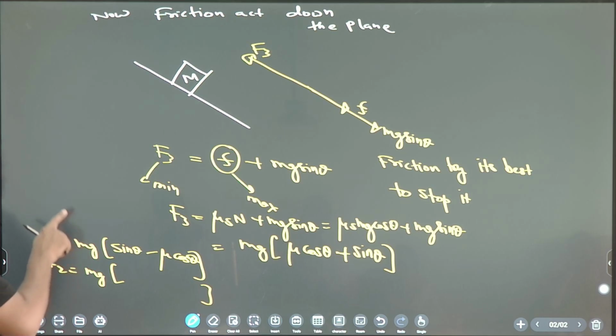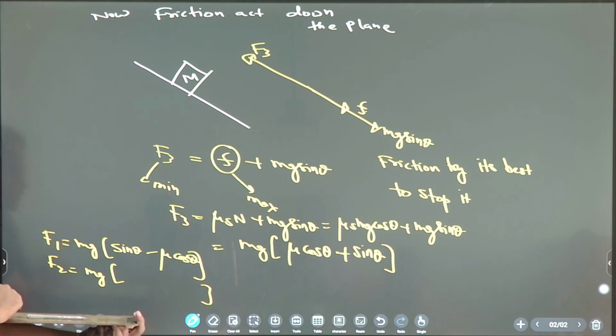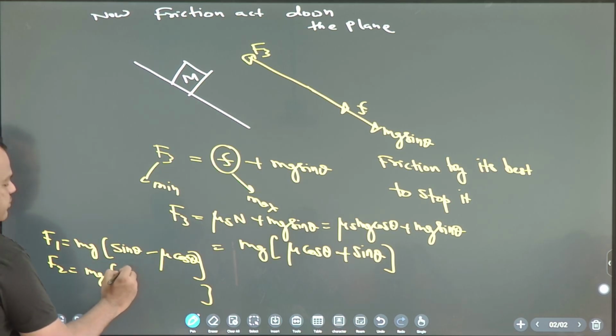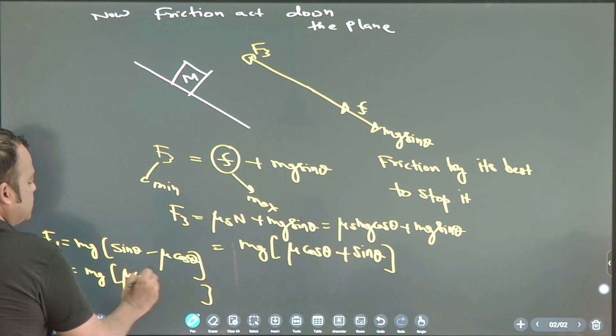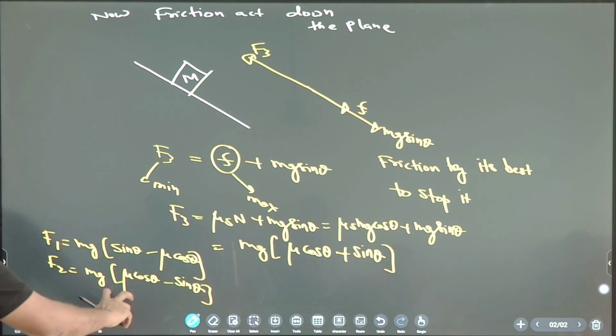F2 is to slide it down, correct? F2 means to slide it down. It is not sliding, you want to slide it. You want to slide it like this. So what minimum force is needed? Mu cos theta minus sin theta. Correct, good.